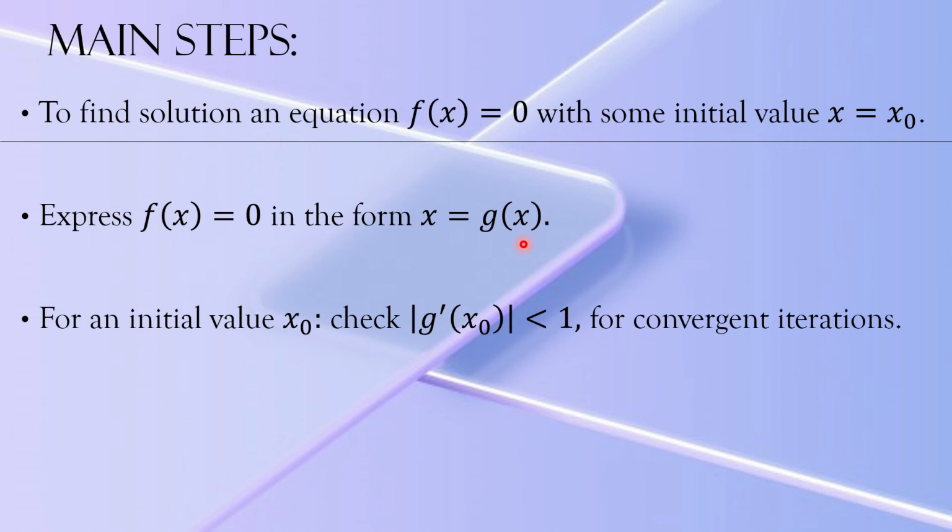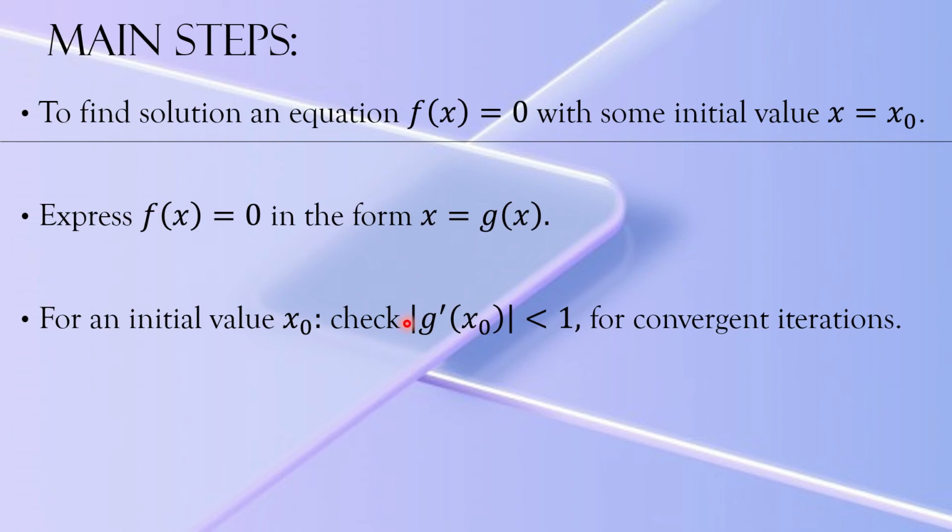So there might be some function g of x with different initial values. It might be converging or they might not be converging. They might be diverging. So if the condition is satisfied, if the absolute value of g dash x naught is less than 1, the iterations we are setting would be convergent. If this is greater than or equal to 1, the iterations would be divergent then.